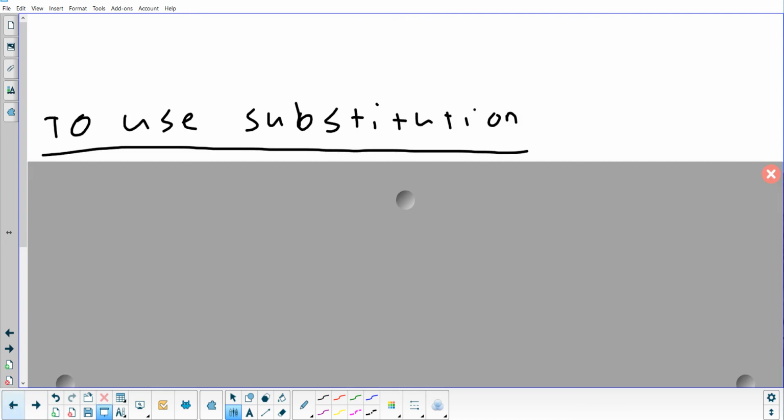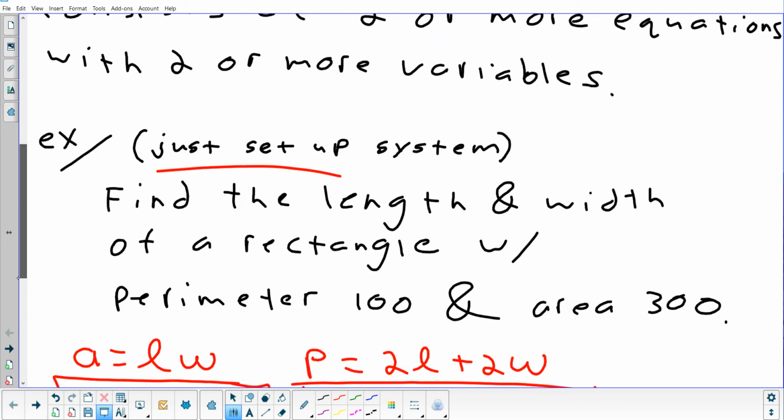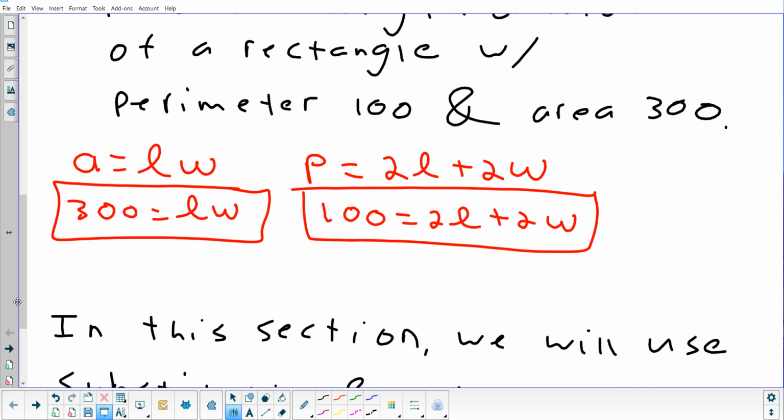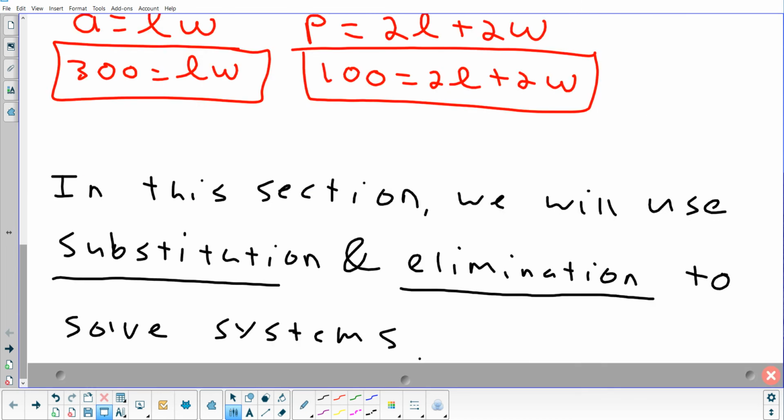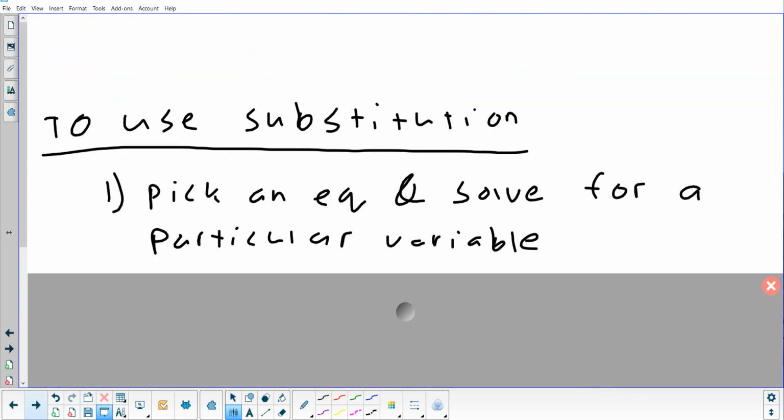But when you have 2 equations and they look different, like you can see on the right one, you got L's in a column, W's in a column, then constants. But then on this one, you have a product. So this format doesn't match this one. So because of that, you're going to use substitution.